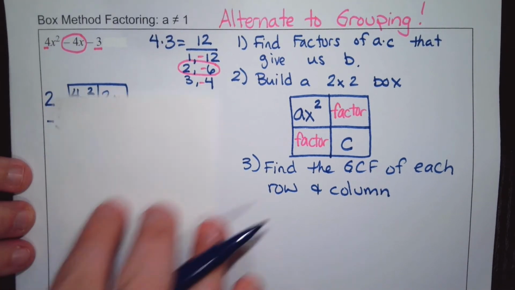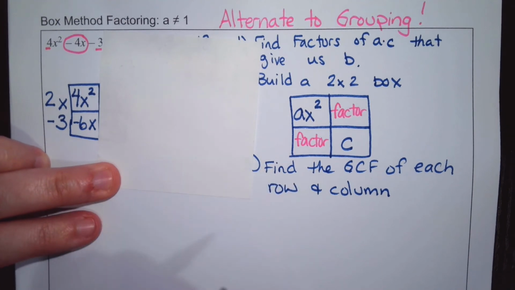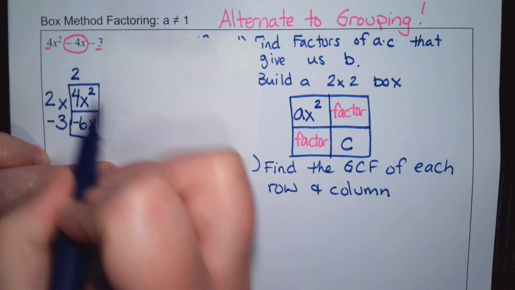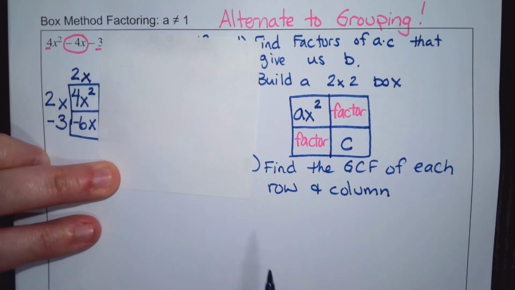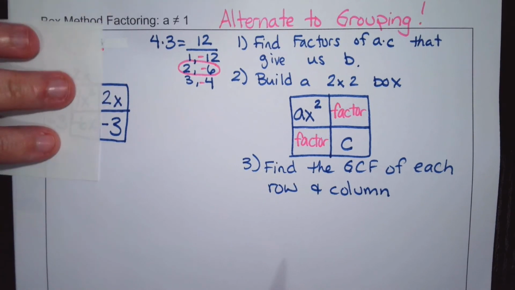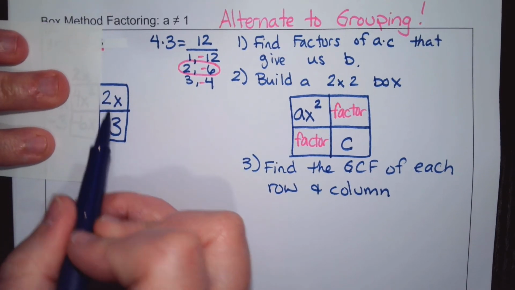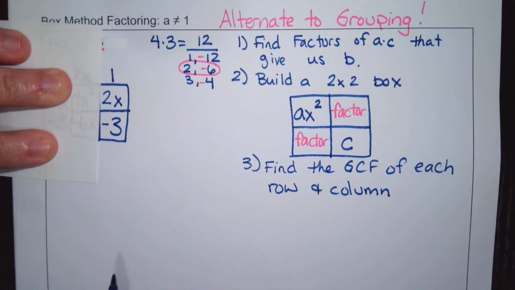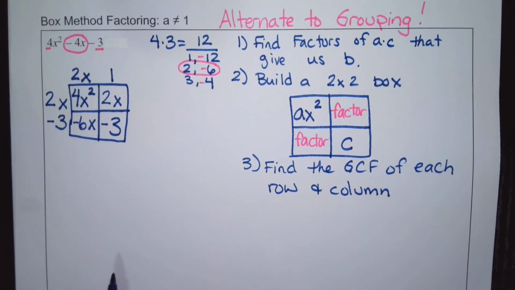Now for our columns. 4x squared and -6x. Largest number is a 2, and since they both have an X, an X is coming out as well. Last one. Largest number that I can divide out of 2 and -3 is 1. And there you have it. We found the GCF of each row and column.